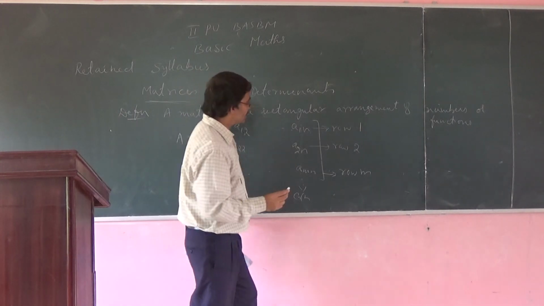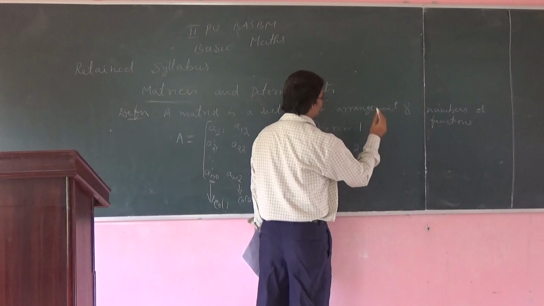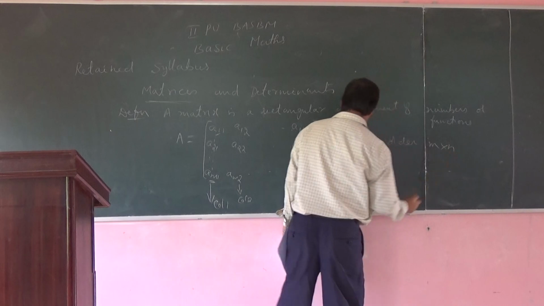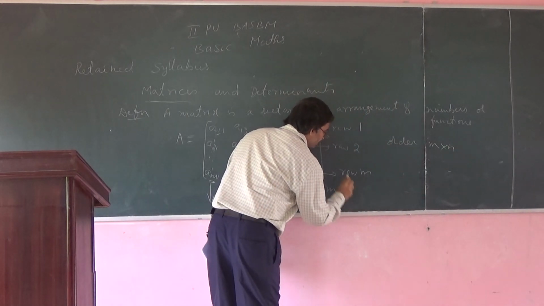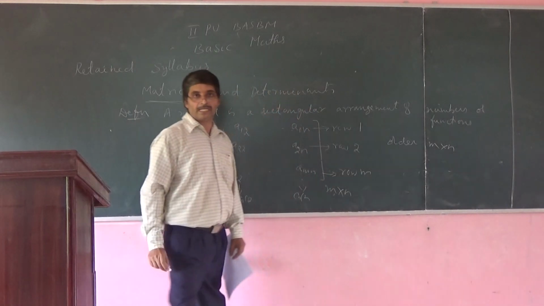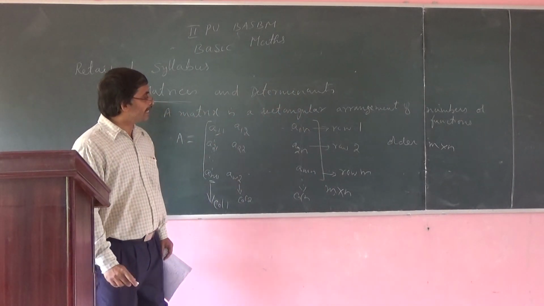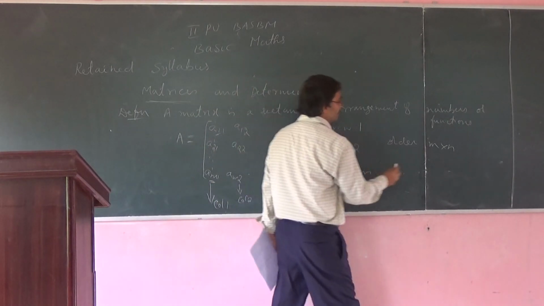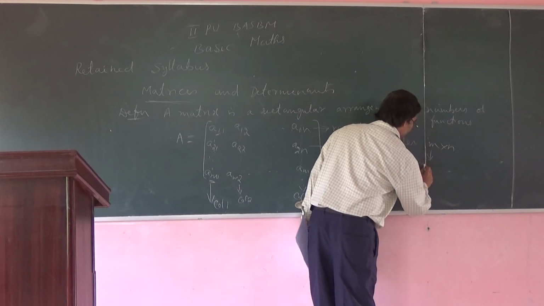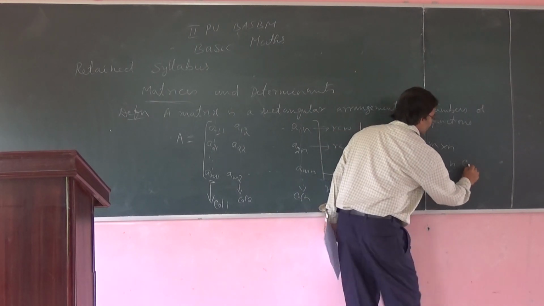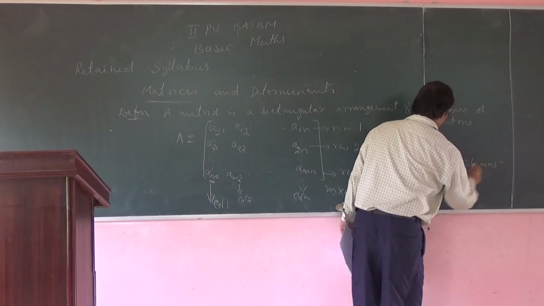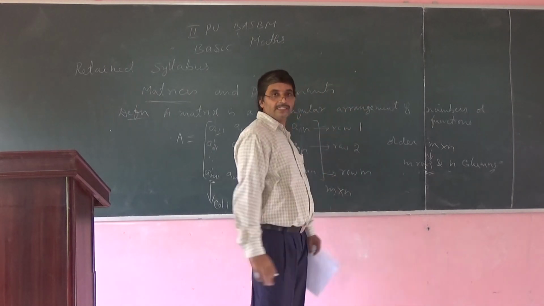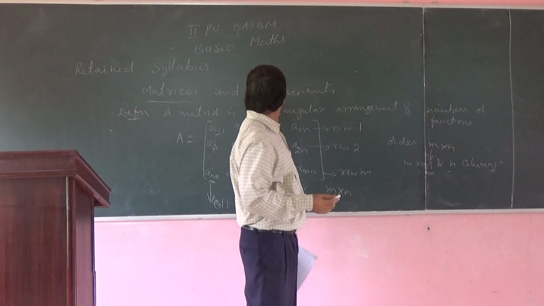We say that it is of order m cross n. So the matrix I am giving is of order m cross n. It means that this matrix has m rows and n columns. I will explain this with some simple examples.